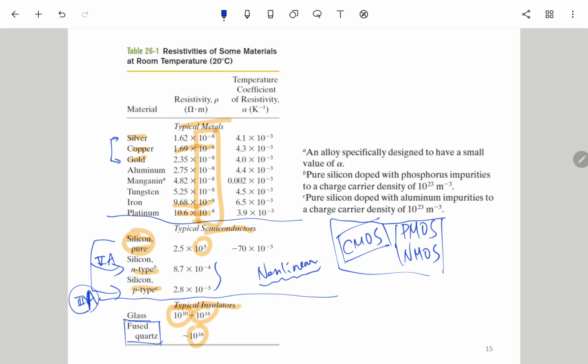Of course, for the metal, it has a much lower resistivity, but it cannot be controlled. It is quite linear. After the shape is there, the resistance is fixed. You cannot control the resistance of a wire. So we need the semiconductor to create some more complex circuit.